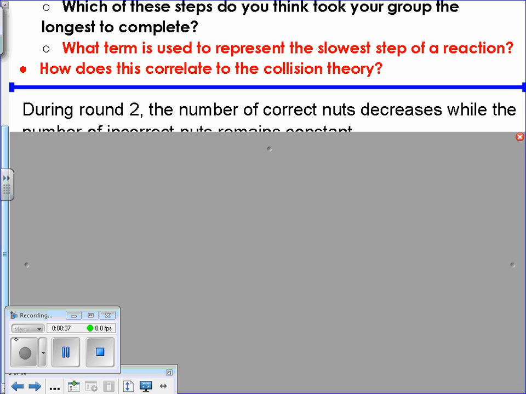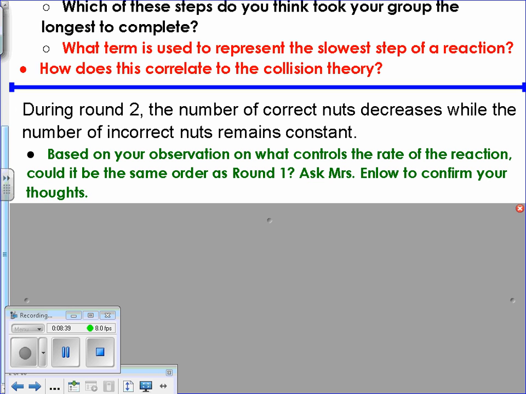So during round 2, what was your rate determining step? Getting the right nut versus the one that was too small or too big. Okay, so what happened to the concentration of the correct nut as you proceeded through the reaction? It went down. So what happened to your rate of reaction as you proceeded? It got longer and longer and longer.